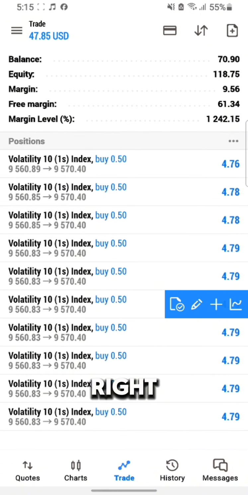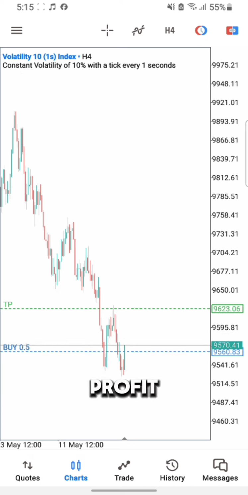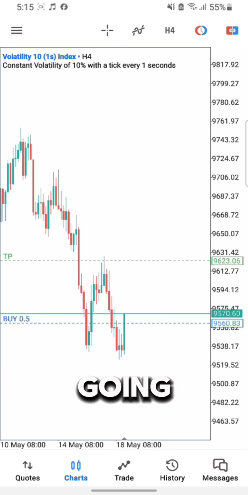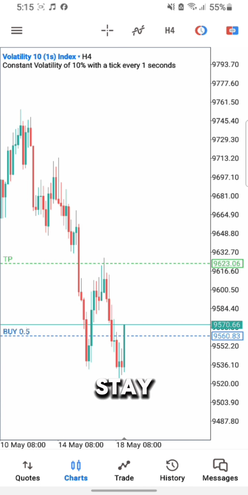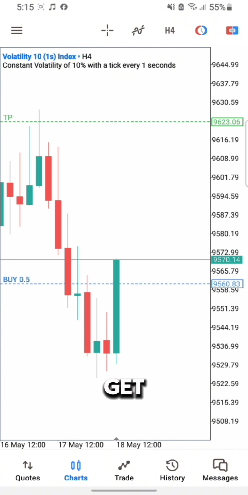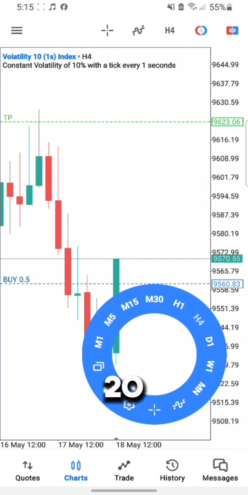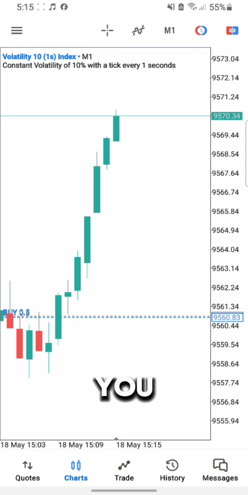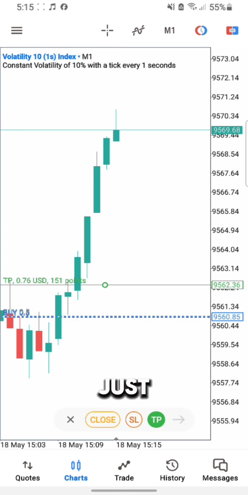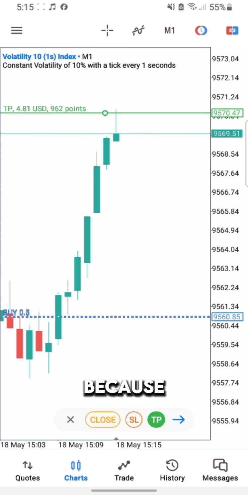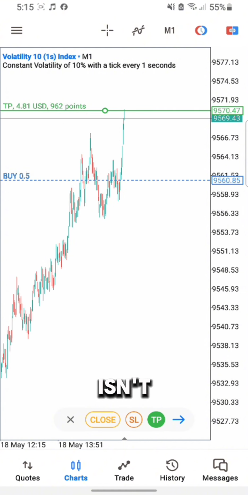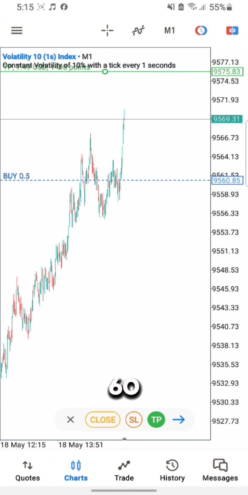So right now we're in $45 profit. So this video I'm just going to scalp. I'm not going to stay long in the market. I'm just going to scalp the little that I get. So right now our account is currently at 120 something, which is a lot. We can just close that and just take the profit, because 120 to 130 isn't that bad from a $160 account.